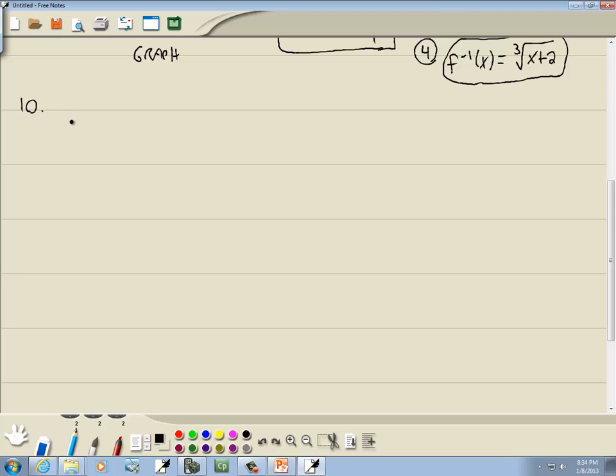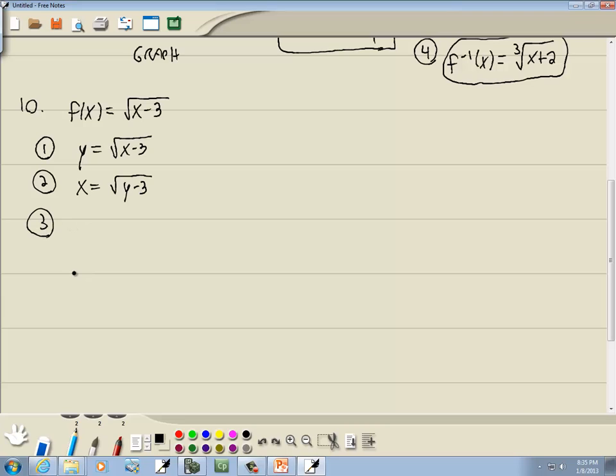Got f of x is equal to square root of x minus 3. Well, this is 1 to 1, so we're fine there. Step 1, replace f of x with y. So we got y is equal to square root of x minus 3. Step 2, swap your variables, swap your x's and y's. So this becomes x is equal to square root of y minus 3.